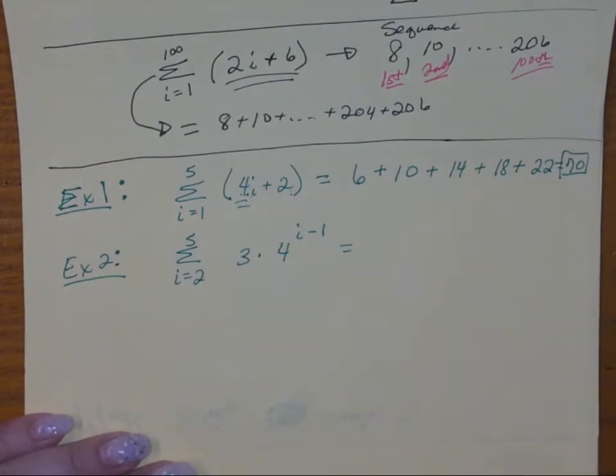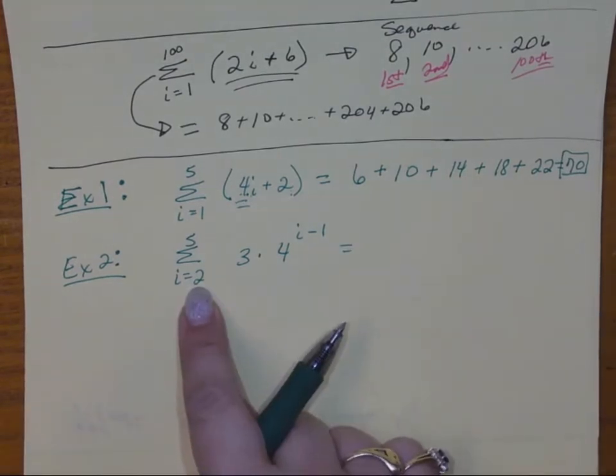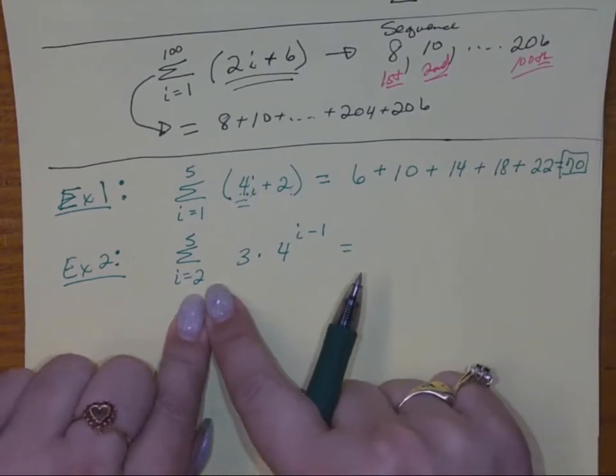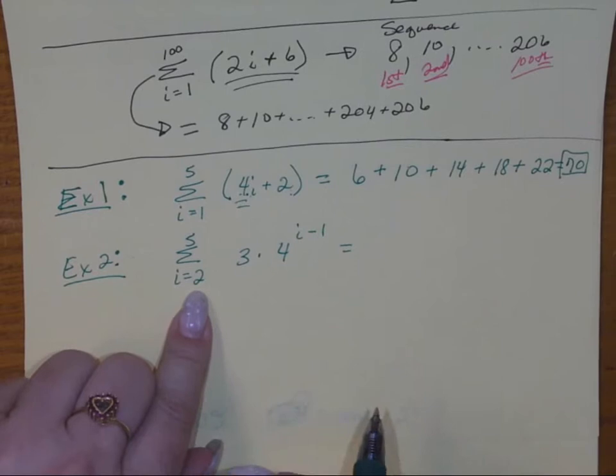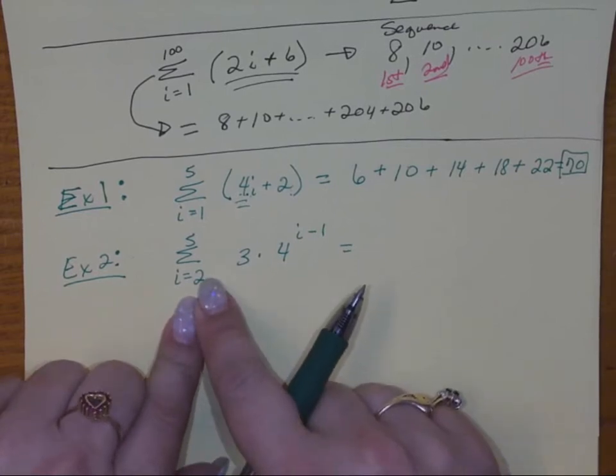Okay, so first thing that makes it a little more complicated is it doesn't want me to start at 1. It wants me to start at 2. So I'm not going to do the first term. I'm going to start on the second term. That's what it's telling me to do.